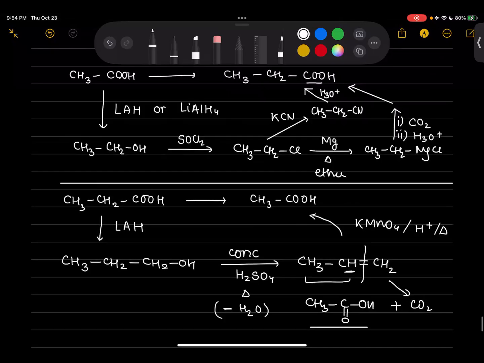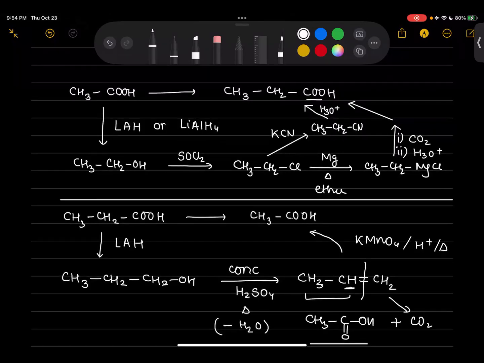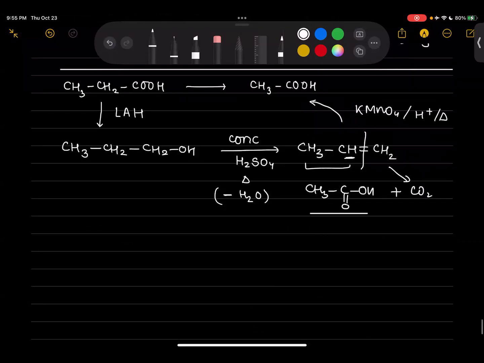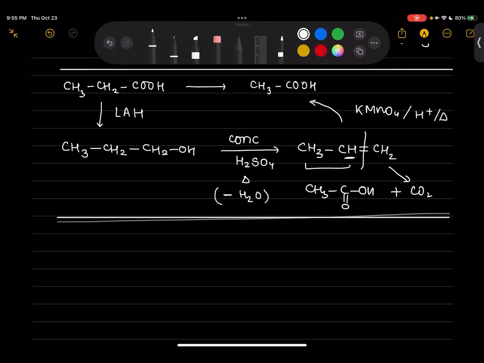So these are the methods to increase the carbon atoms and decrease the carbon atoms: step up of carboxylic acids and step down of carboxylic acids. Got it? Okay, next method.